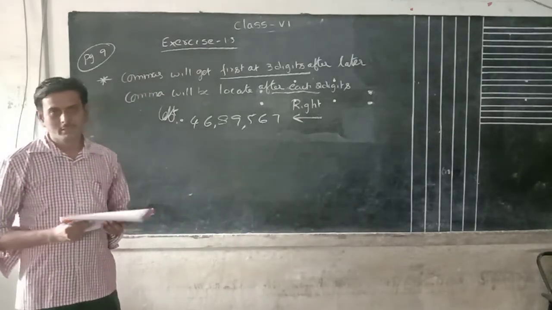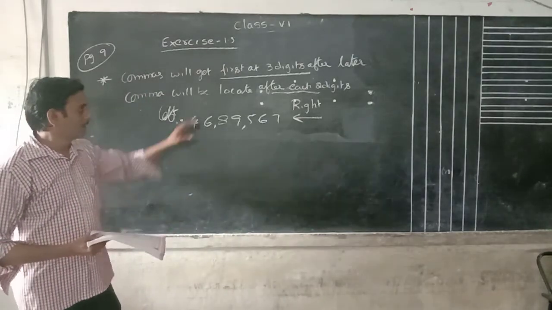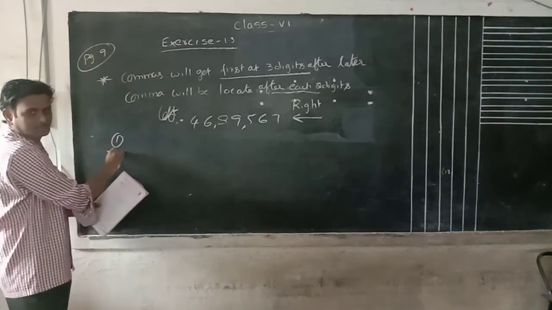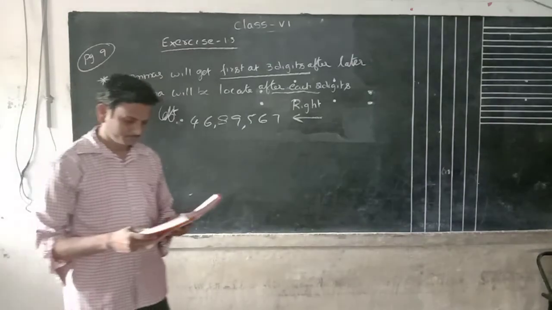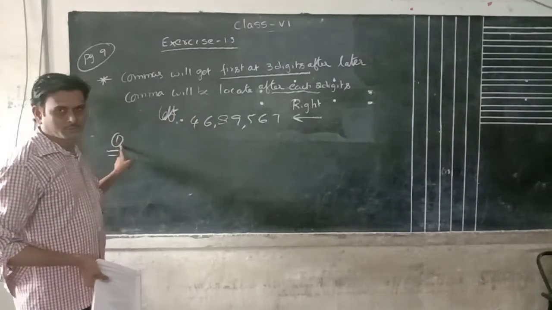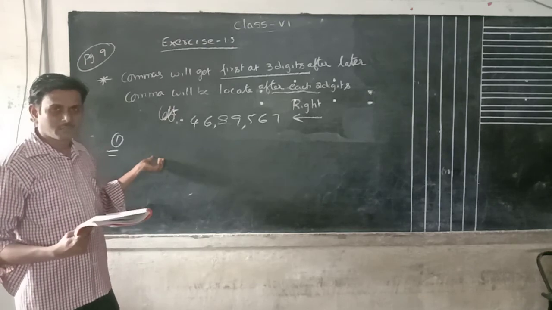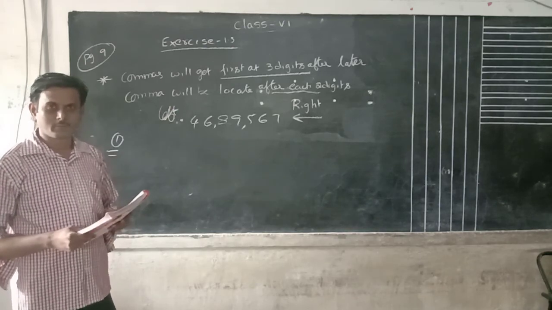Already I explained that one, the Indian system table. Okay, complete this one. The first one is page number 9, Exercise 1.3. Complete the first one yourself. Complete this first one also. Okay, just place the commas only there. Place the commas and give that. Okay, I will explain that.